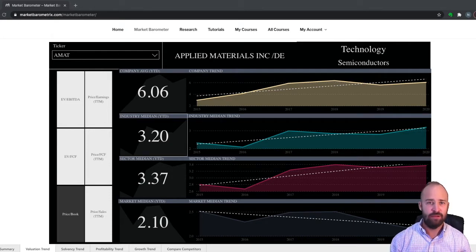So now that we have a little bit better of an idea of how expensive Applied Materials is relative to itself historically and relative to its peers, and now that we've identified some more questions that we want answered, let's move on to the Solvency Trend tab to get an idea of how liquid Applied Materials is and what their debt and leverage situation is looking like.